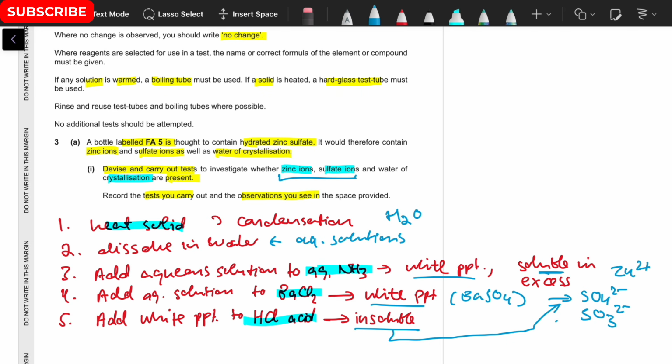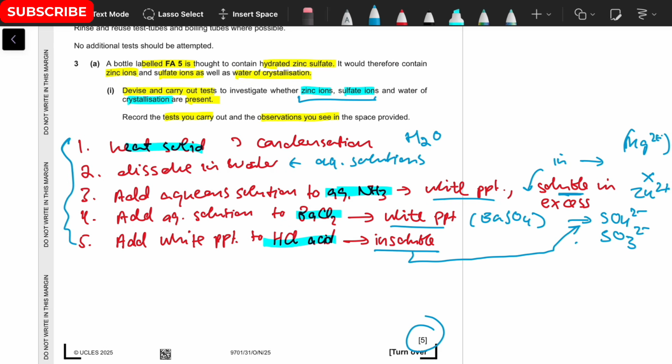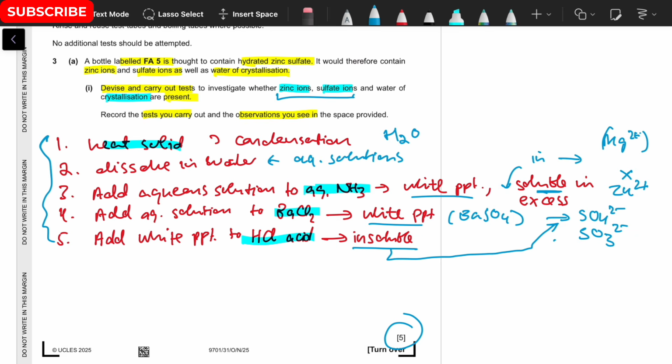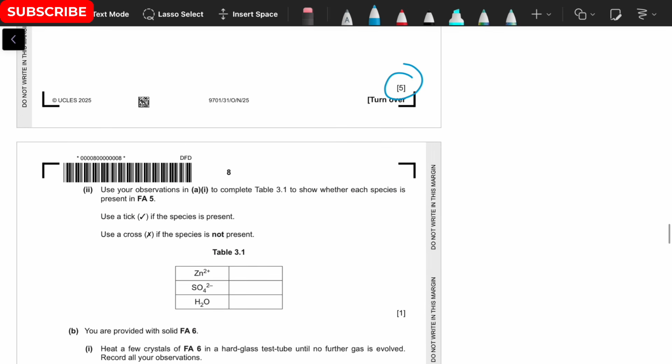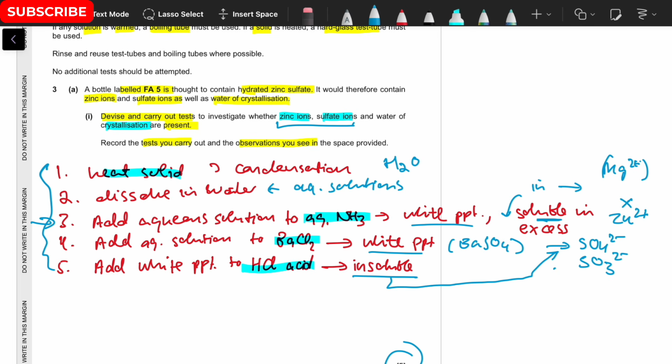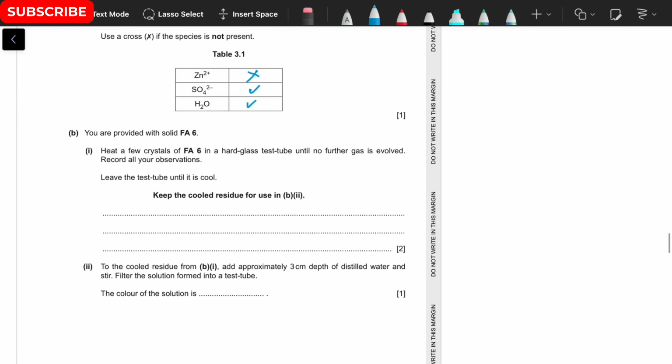Now, during this practical and according to the mark scheme, step number 3 here was actually insoluble. So you'd be given the solid and it would actually have zinc ions, and then you'd find that it's insoluble. This indicates that there isn't zinc 2+ ions, but rather Mg 2+ ions. Really, what you would need for the 5 marks that this question is worth is all 5 of these points alongside your observations. According to the mark scheme, sulfate ions were present, water was present, zinc ions weren't present because when we carried out step number 3, we ended up not having solubility in excess.